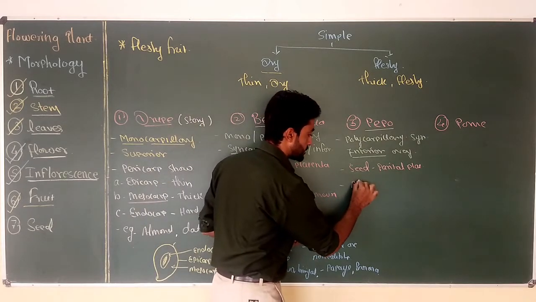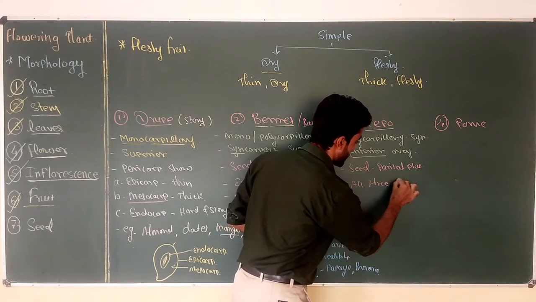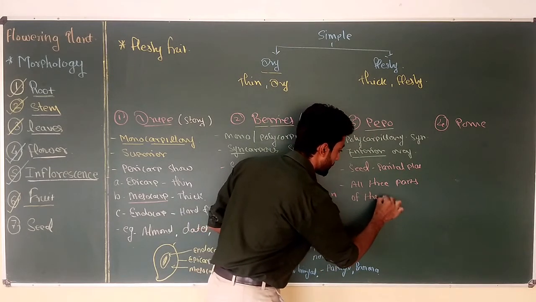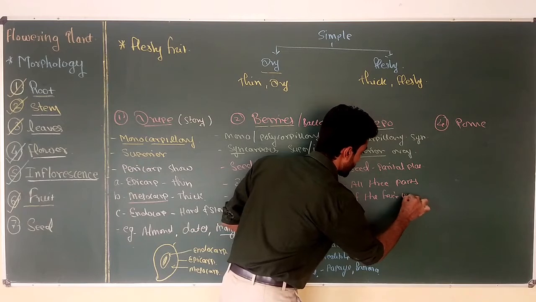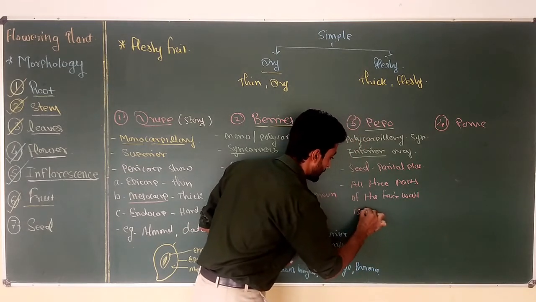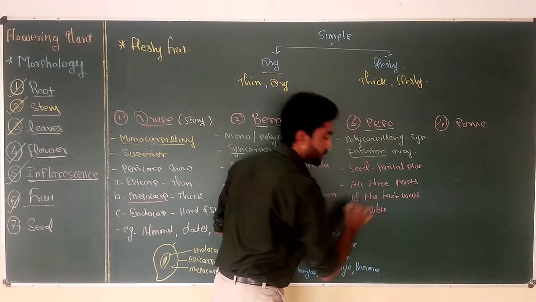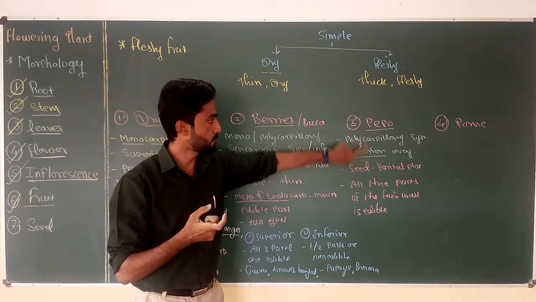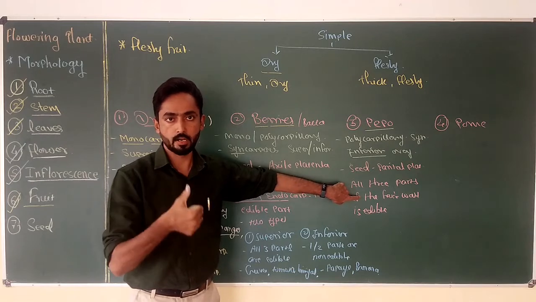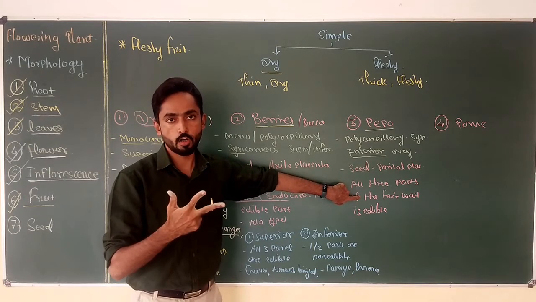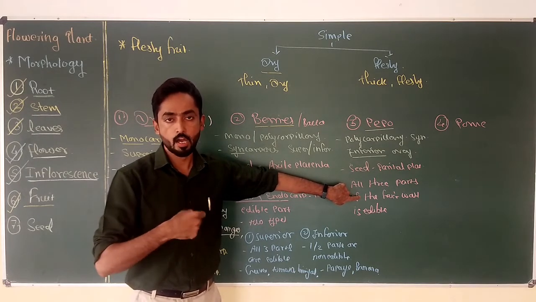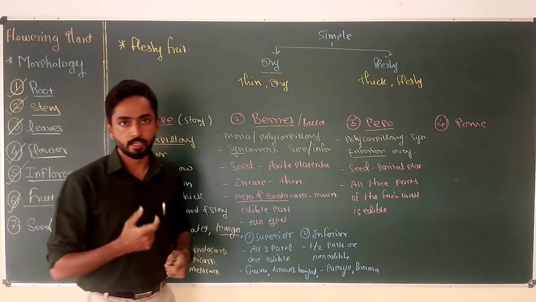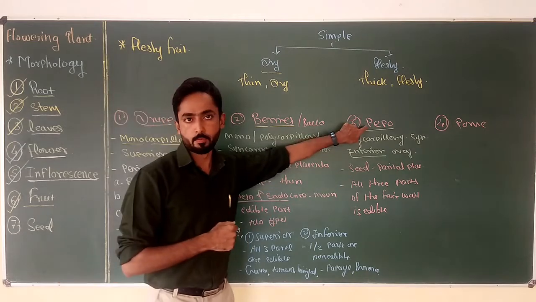And all three parts of the fruit wall is edible. Okay, along with seed. That means the pericarp of the pepo, that is epicarp, mesocarp, and endocarp. All three parts of the pericarp is edible along with the seed. And Cucurbitaceae family generally show pepo type of the fruit.